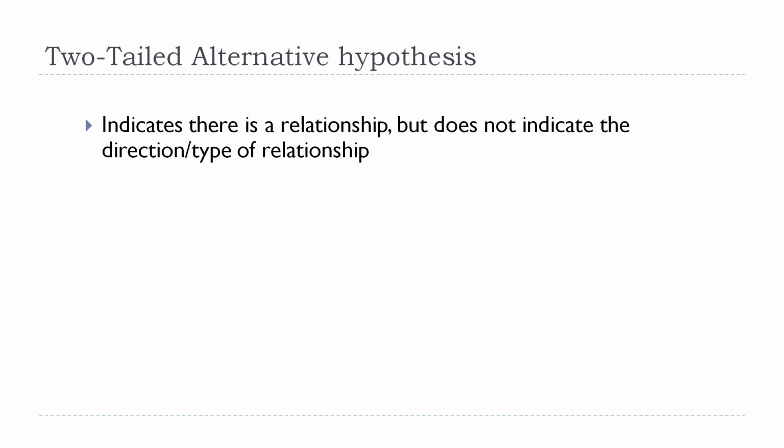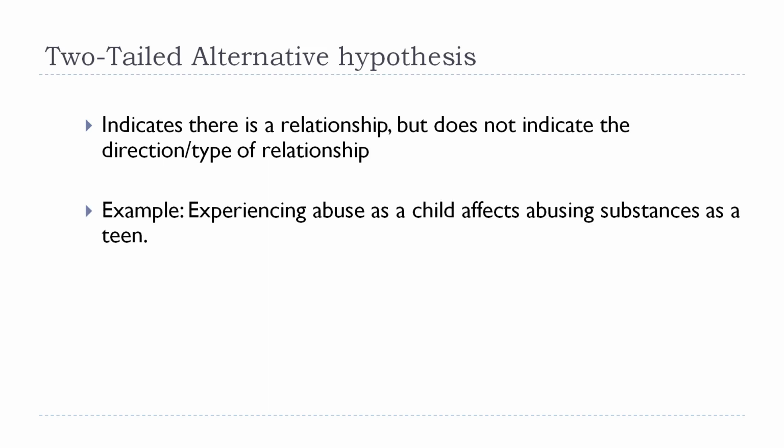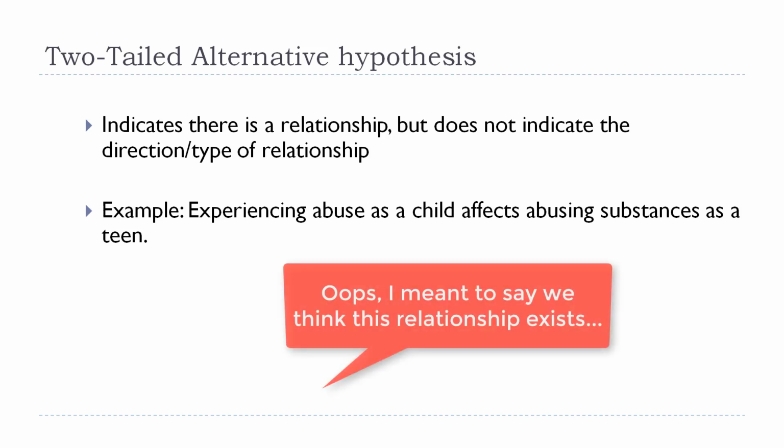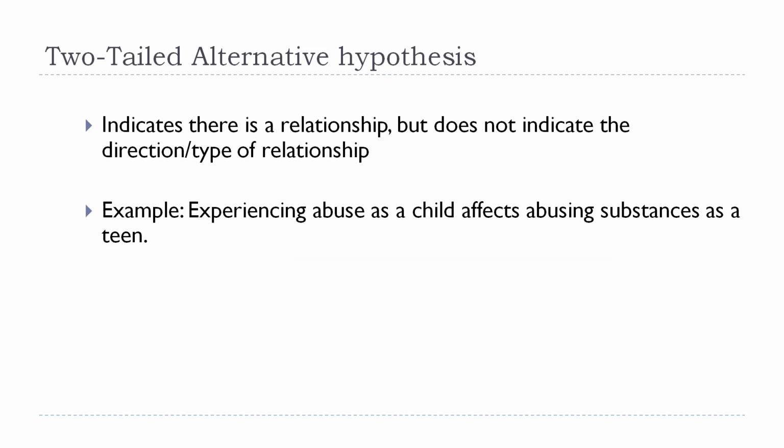So we don't indicate the type of relationship. For example, experiencing abuse as a child affects abusing substances as a teen. We know this relationship exists, but we don't know whether child abuse is going to increase the likelihood of abusing substances or decrease the likelihood of abusing substances. We just know that there is a relationship there. Okay, so it's called two-tailed because it's going any direction, if you will.